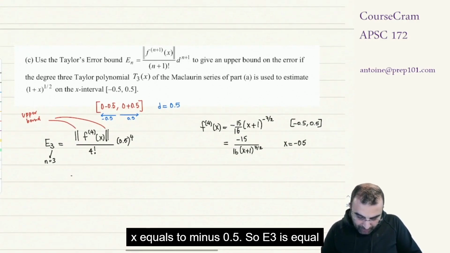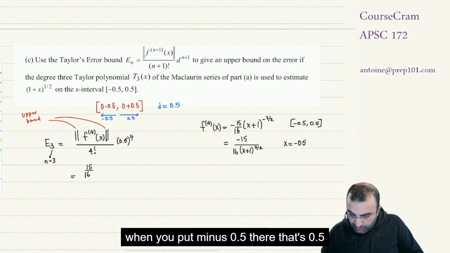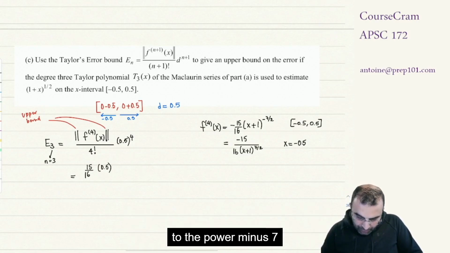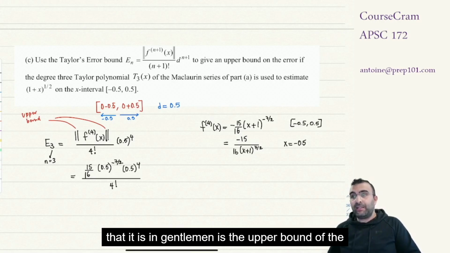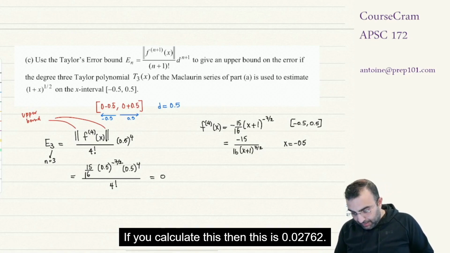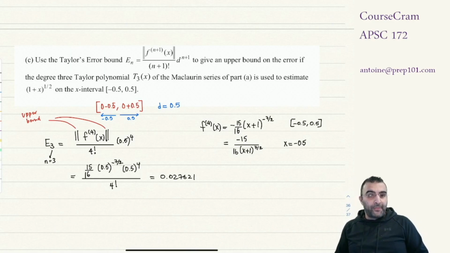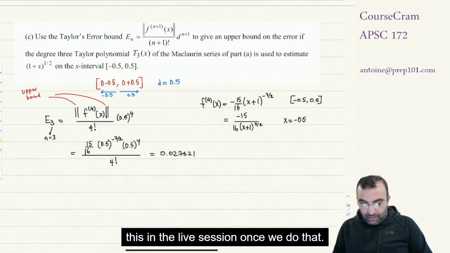So E3 is equal to 15 over 16, and we agreed the sign doesn't matter. When you put minus 0.5 there, that's 0.5 to the power minus 7 halves times 0.5 to the power 4 over 4 factorial. And that, ladies and gentlemen, is the upper bound of the error. If you calculate this, it is 0.02762. We would have done more examples of this in the live session once we do that.